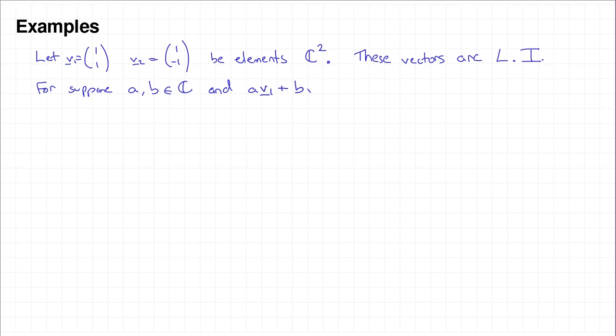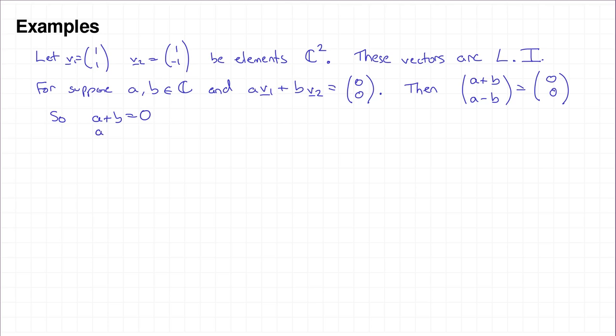Such that A times V1 plus B times V2 is equal to the 0 vector in our vector space, which is this. Well, if you just work out the vector A times V1 plus B times V2, what you will get is A plus B in the first place and A minus B in the second place. And that is equal to the 0 vector (0, 0). So A plus B equals 0 and A minus B equals 0 at the same time.